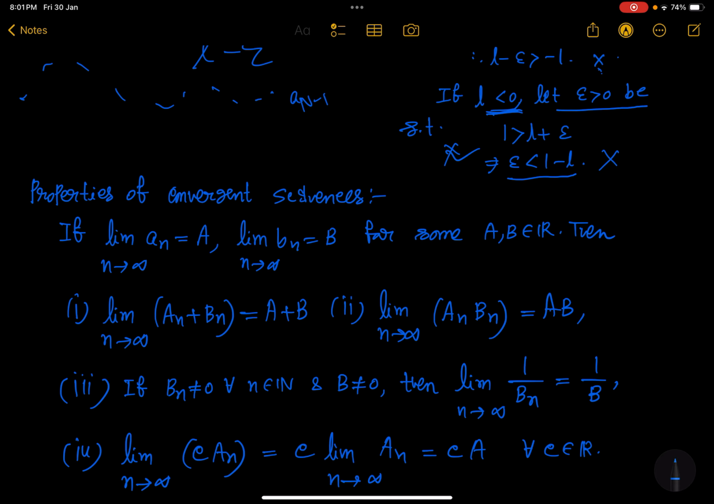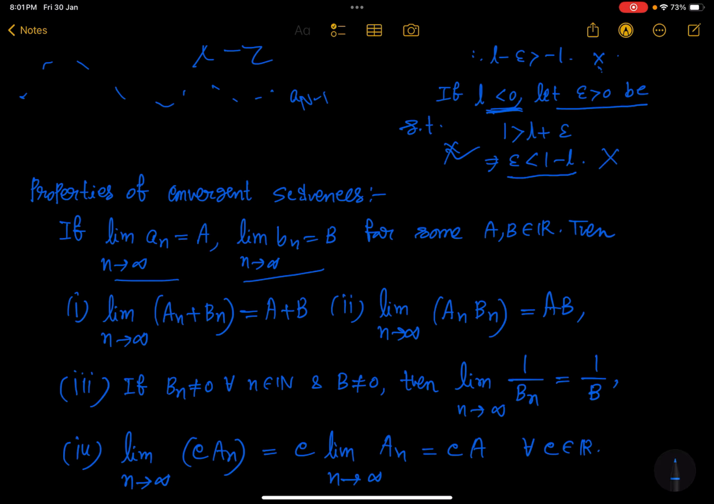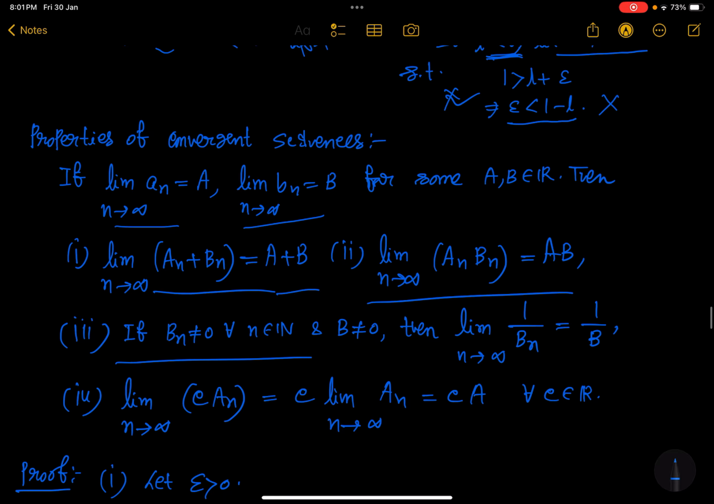Now, properties of limits. Suppose we have a sequence a_n whose limit is a as n goes to infinity, and we have a sequence b_n whose limit is b as n goes to infinity, for some a, b belonging to R. Then the limit of this is a plus b, the limit of this is ab. If b_n is non-zero for all n belonging to N and capital B is non-zero, then the limit of this is this, and the final one.